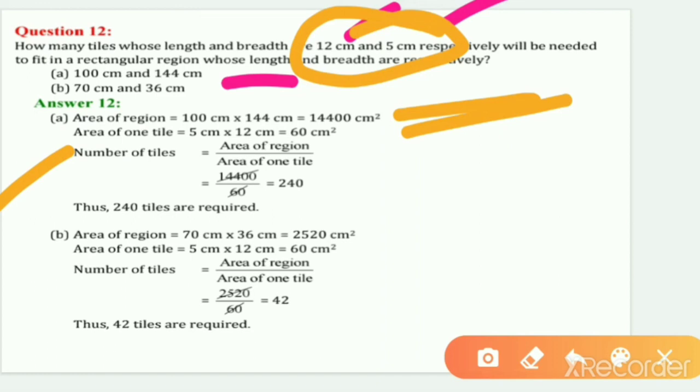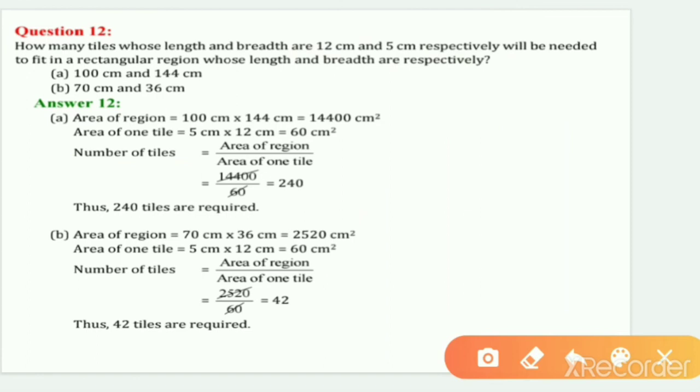So the number of tiles will be equal to the area of the region divided by the area of one tile. So we have 14,400 divided by 60. 0 and 0 cancel out, and it will be 6 2s are 12, 6 4s are 24, and 0 will remain as it is. So thus 240 tiles are required. It is very easy, just find the area for both the things and divide them.